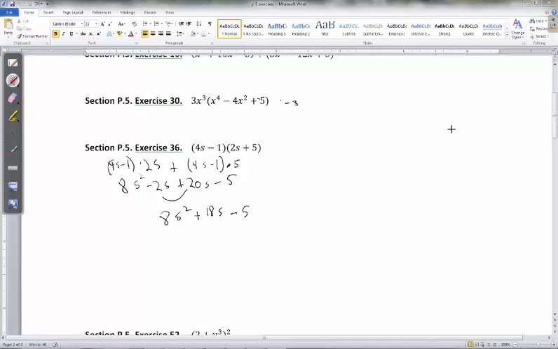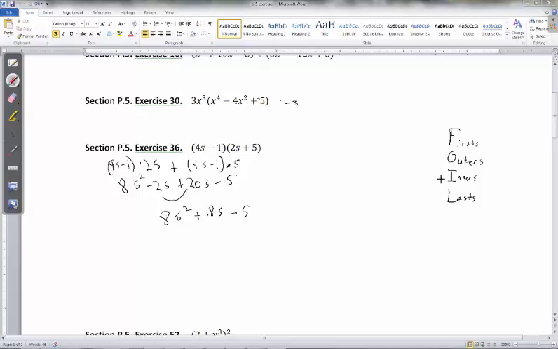That's where you may have heard the term before, FOIL, when you're talking about these types of multiplications, binomials times binomials. That stands for first, outers, inners, and last.